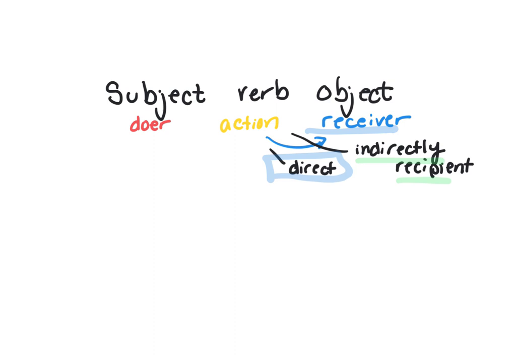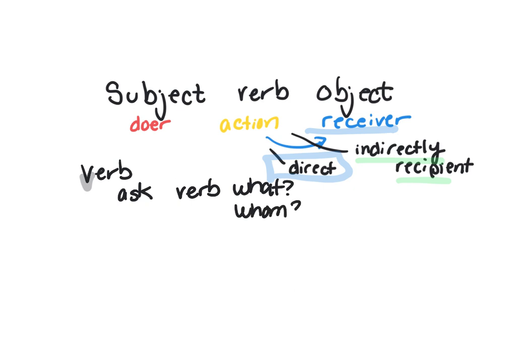So in order to do that, you're going to take your verb and you're going to ask the question: verb, whatever the verb is, what or whom. And you'll know, depending on the verb, which question makes more sense.